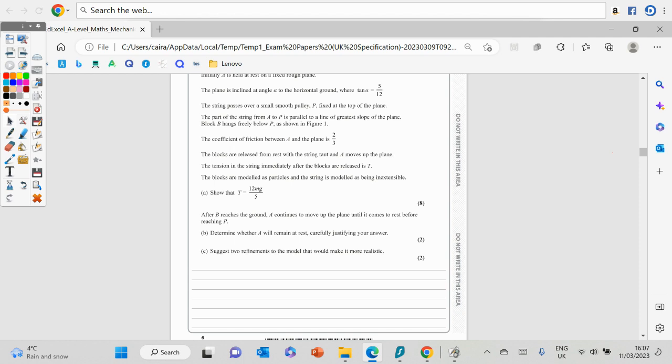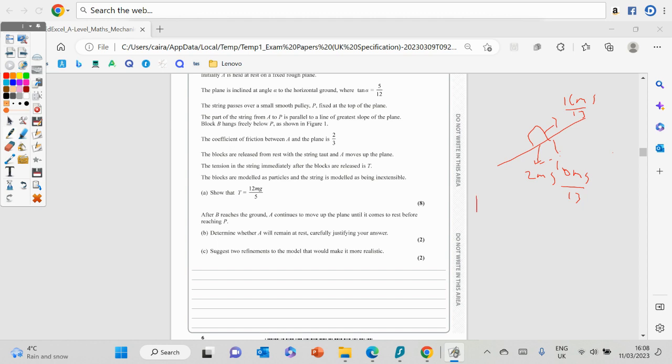Alright. So I think it's worth drawing a diagram again for this. Now, you don't have to. You didn't need to draw a diagram for this, if you didn't want to. You could happily get away with doing it without the diagram. So there's my diagram. This is my block. This is A. Now, this was my mu R. My weight was 2mg. And when I broke it into component parts, this ended up being 10mg over 13, didn't it?